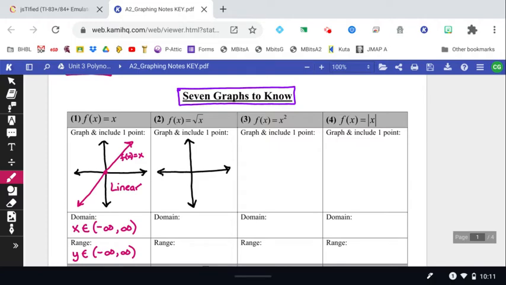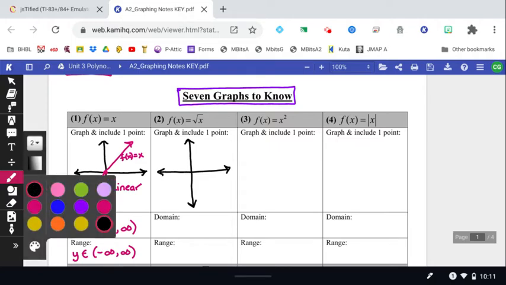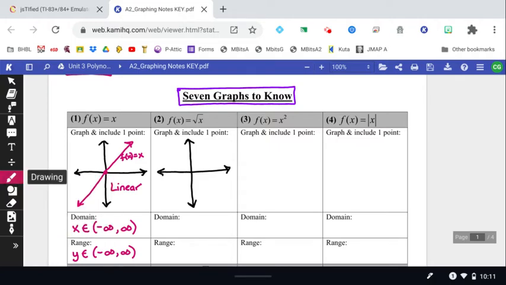Number 2 is our square root graph. Our square root graph has a little bit of a different look because remember, we can't take square roots of negative numbers. So we also start at 0, 0. We have this small curve. So f of x equals the square root of x, and you could just plug these into your calculator.